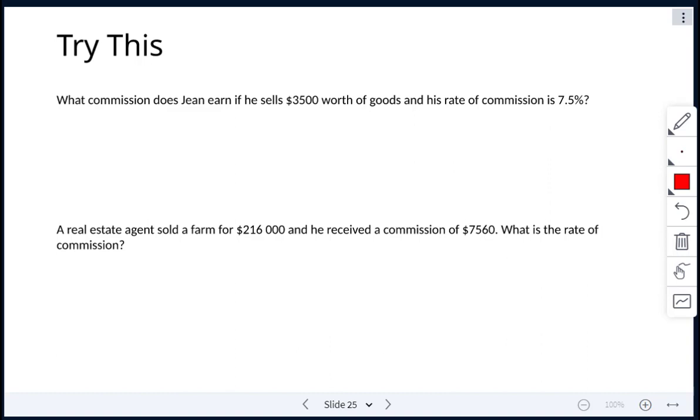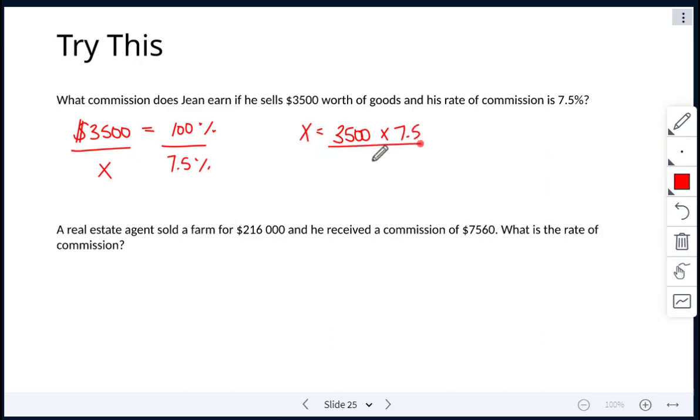All right, so for the first one, he sells $3,500 worth of goods. So 3,500, that's the 100% value. That's all the goods he sold. His rate of commission is 7.5%. And then we need to solve for X. All right, so cross multiply 3,500 times 7.5 and then divide by 100 and you'll get his commission amount is $262.50.